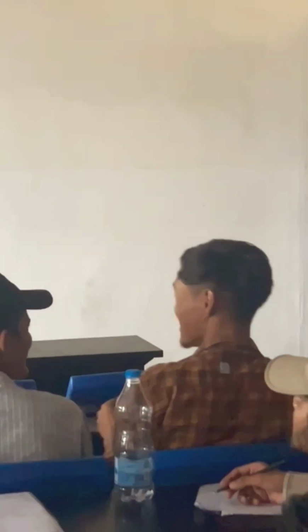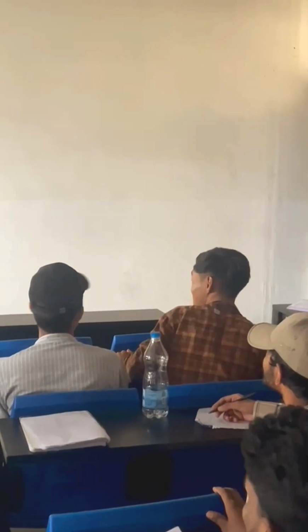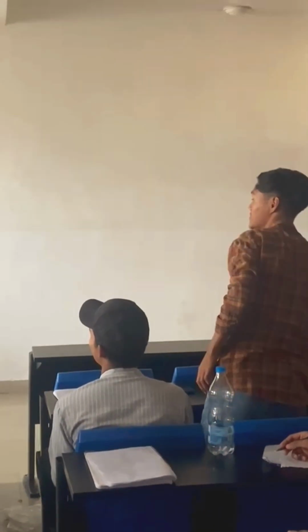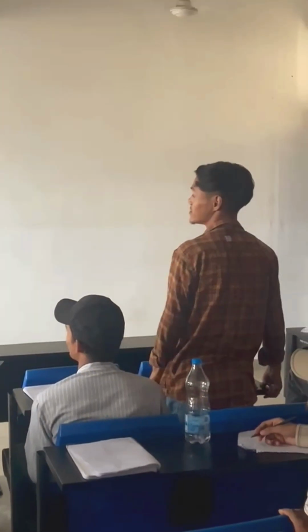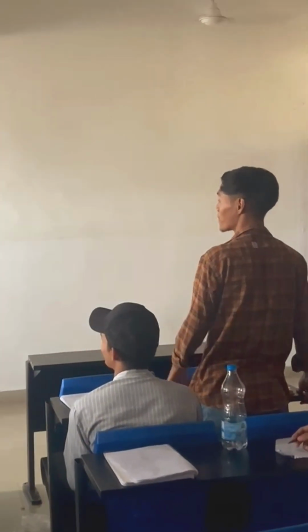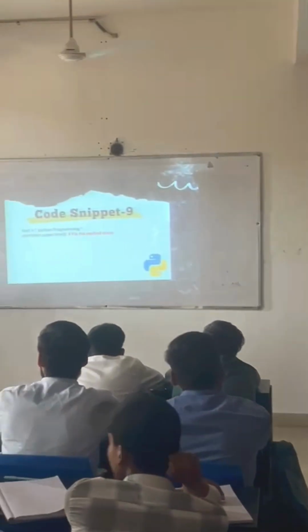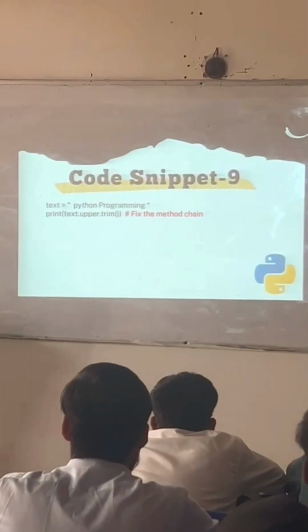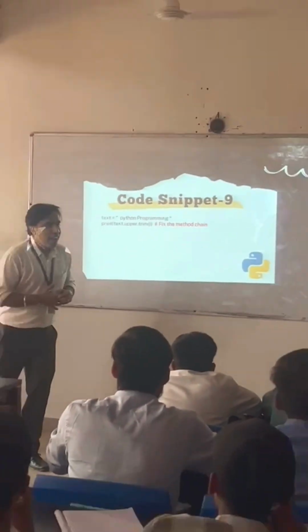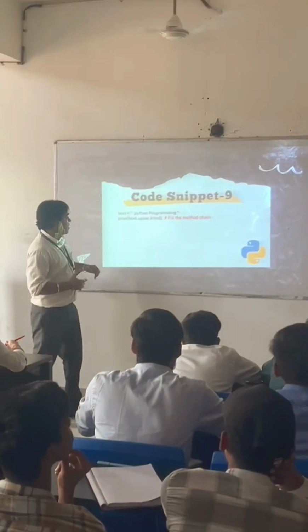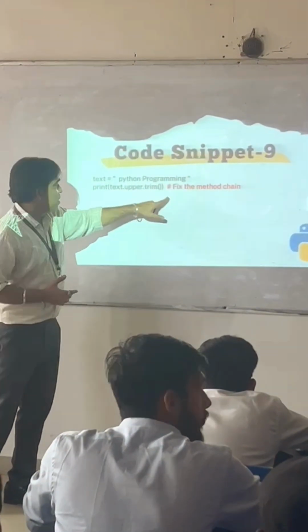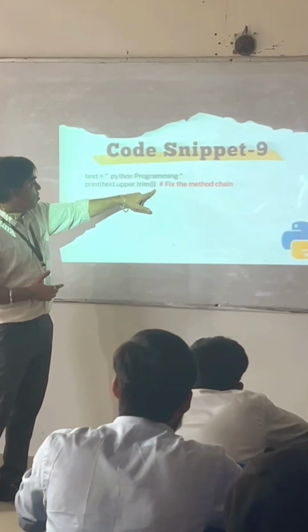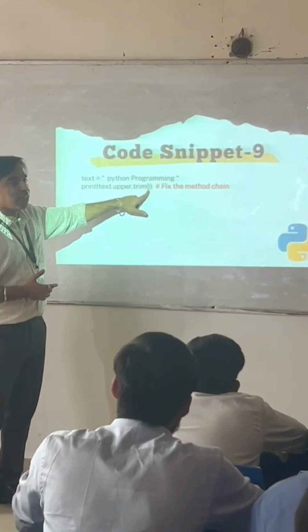Okay, 22, stand up, yes. Good. Text equal to Python programming, print text dot upper dot print. Fix the method change, the second line. There are 2 close brackets over here. There are 2 close brackets. Yeah, it should be 1.